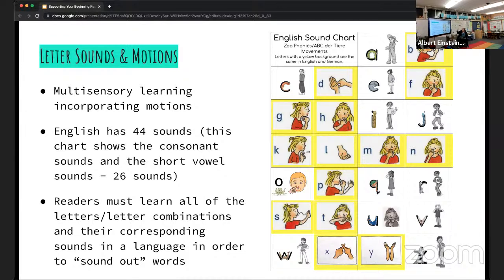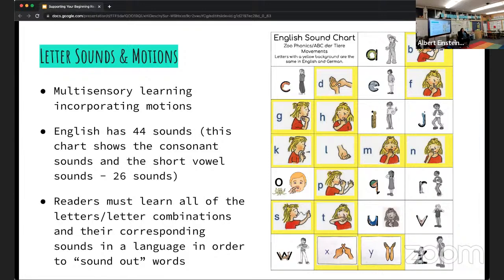English has 44 sounds. We only have 26 letters in our alphabet, but we have letter combinations that make different sounds. One of the handouts over there tells you all 44 sounds in English, if you're dying to know. We haven't created a motion for every single sound yet. Right now, we just have our alphabet sounds. But readers have to learn all of the letters and letter combinations and the sounds that go with them so that they can read everything that they see.